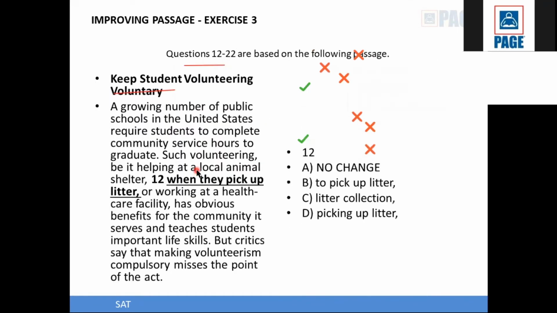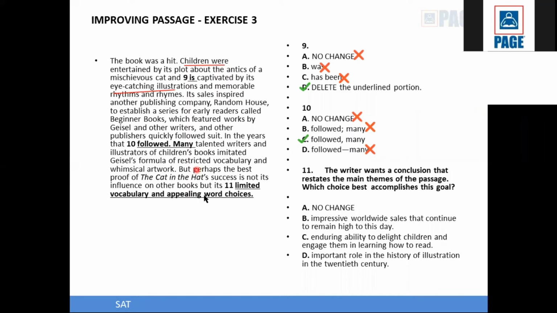So now, yes, this is the question. Now, the last sentence: The Cat in the Hat's success is not its influence on other books, but its limited vocabulary and appealing word choice. The question says the writer wants a conclusion that restates the main theme. So whatever we have read, we need to find a sentence which matches that. Which one talks about this?